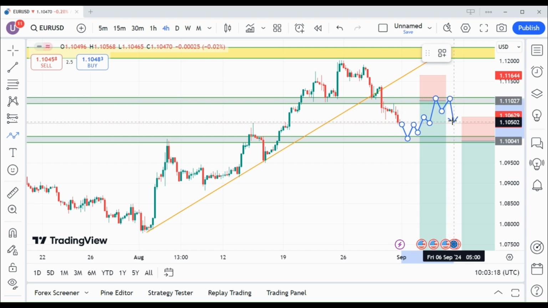Boom, breaking below this lower, higher low. And we'll do what? We'll wait for a retest. Boom, we'll sell this market. So I have given you the confirmation and entry pattern.